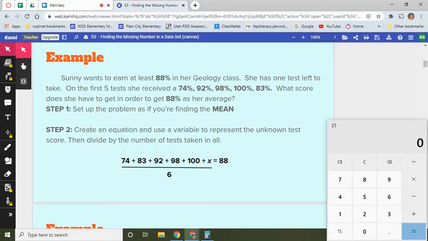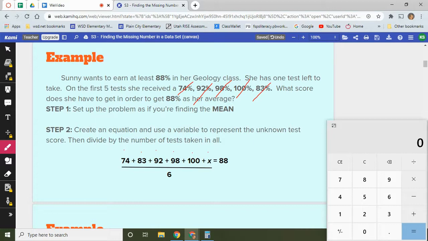So step 1, set up the problem as if you're finding the mean. So how do we find the mean? Well, we add all our numbers together, right, and divide by how many numbers are in the data set. So what we do here is write down all the numbers. They wrote 74, 83, 92, 98, 100, and then they put plus X. That X stands for that next test that she's going to take, because we're going to find out what she has to score on that.